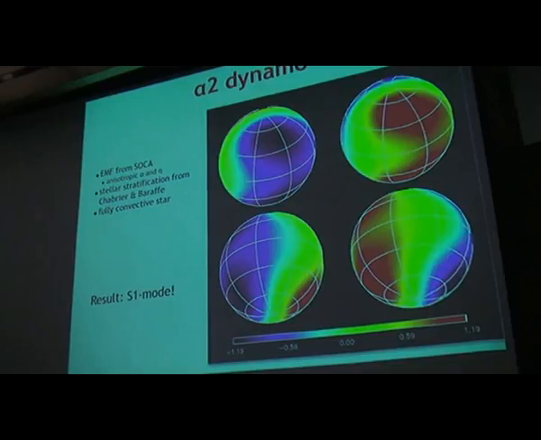With this specific electromotive force, the S1 will always be the first excited mode, so it's very hard to get something else. And that's of course also not an oscillating mode. This type of dynamo is always stationary except for a slight rotation. But okay, that's the way it is. That's what we get from this sort of model.